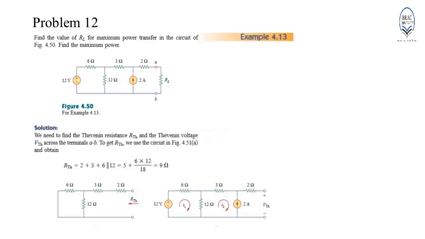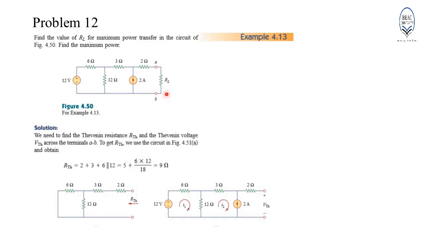In this example, we have to find the value of RL for maximum power transfer in the circuit, and we also have to determine the maximum power. That is, first of all, we need to determine the value of RL for which it will receive maximum power from the source, and then we also need to determine that maximum power value. So, we know that RL will receive maximum power when its value is equal to RThevenin, and in order to determine PL max, we also need to know the EThevenin value.